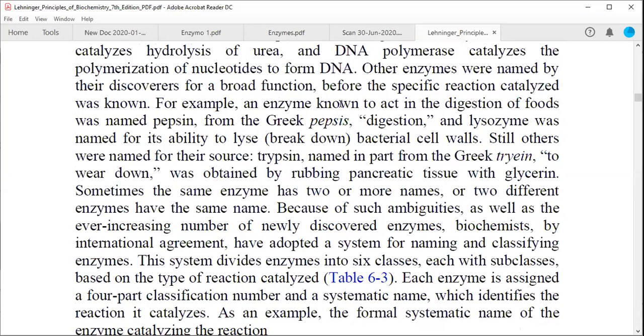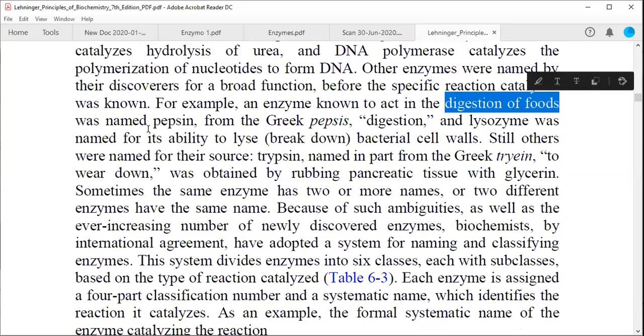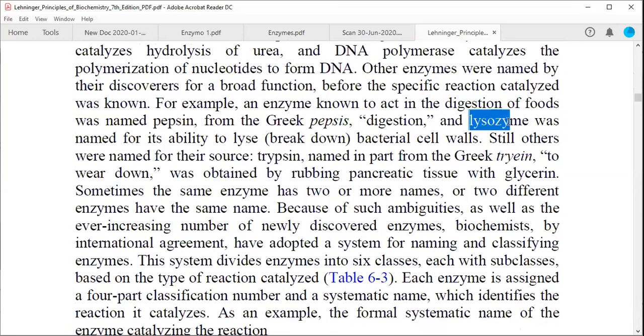The discoverer found that this particular enzyme is responsible for the digestion of food, and it is named pepsin. Pepsin, Greek pepsis means digestion, and then lysozyme was discovered. Lysozyme is responsible for breakdown of certain bacterial cell walls. Because it is degrading the bacterial cell wall, it is lysing the cells, therefore it was named lysozyme. So the enzyme which is responsible for lysis or breakdown. So the discoverers named them according to the function of that particular enzyme.